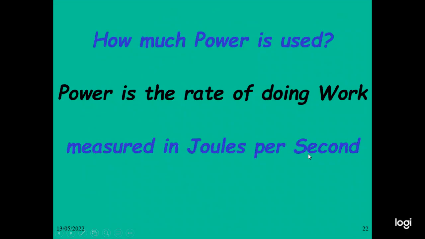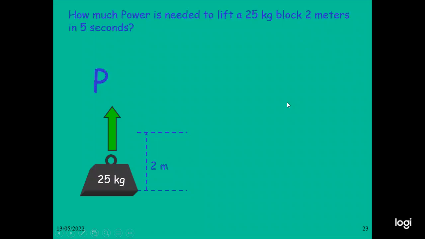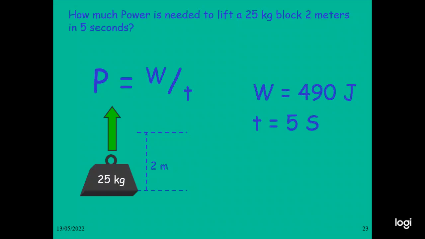How much power is used? Power is the rate of doing work. We measure it in joules per second. A joule per second equal to a watt. So we have to lift this block. How much power is needed to lift the 25 kilogram block 2 meters in 5 seconds? In this case, power equal to W divided by T. W equal to 490 joules, and T is 5 seconds. So the power equal to 490 by 5, joules per second, or 98 watts we got.